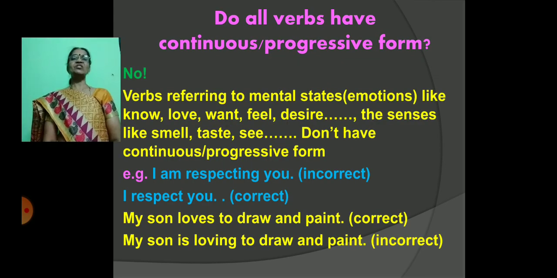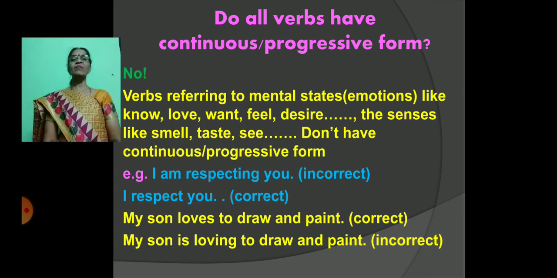Now, the next question is, do all verbs have continuous or progressive form? No. Verbs referring to mental states like know, love, want, desire, they don't have continuous or progressive form. And the senses words like smell, taste, see, they also don't have continuous or progressive form.